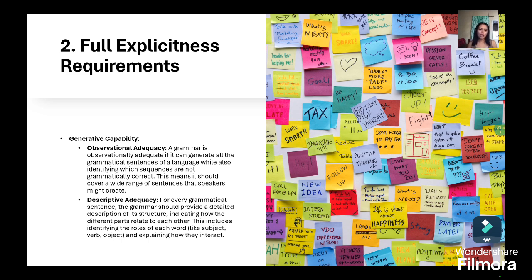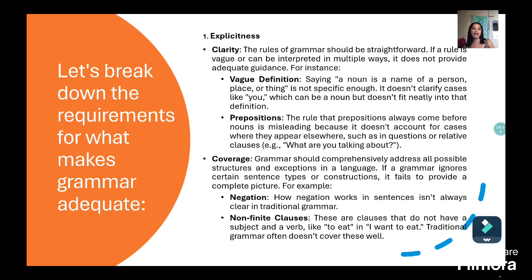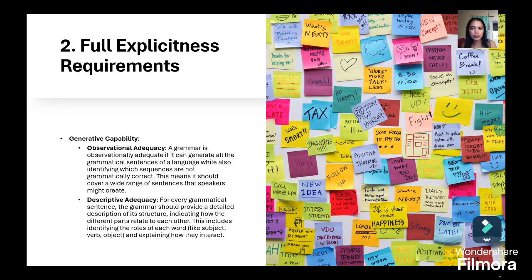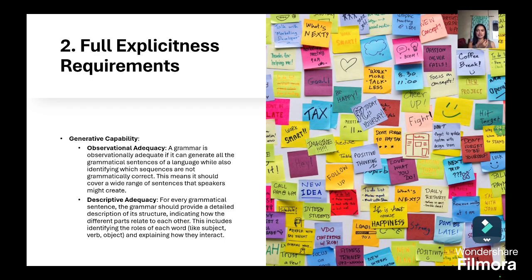Descriptive adequacy. For grammatical sentences, the grammar should provide a detailed description of their structure, indicating how the different parts relate to each other. This includes identifying the roles of each word, like subject, verb, object, and explaining how they interact. So those are the two requirements for what makes grammar adequate. The first one is explicitness, and the second one is the full explicitness requirements. In explicitness fall the clarity and the coverage, while the full explicitness requirements involve observational adequacy and descriptive adequacy.